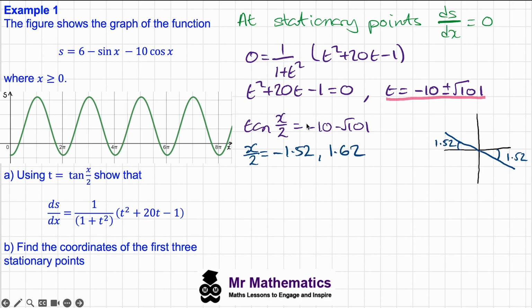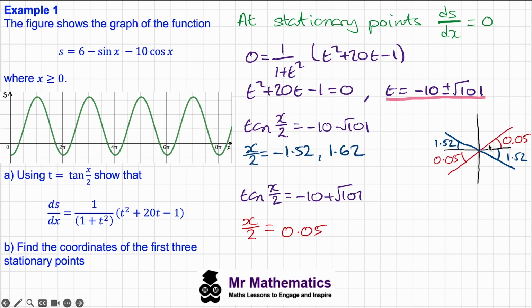from this equation. Other solutions will be when tan of x over 2 is the positive case. So negative 10 plus root 101. Again, if we were to take the arc tan of both sides, x over 2 will be 0.05, which we can show on our CAST diagram. And the other solution will be in the third quadrant. So this will be pi plus 0.05. So the other value of x over 2 will be 3.19. So now we have our solutions for x over 2.